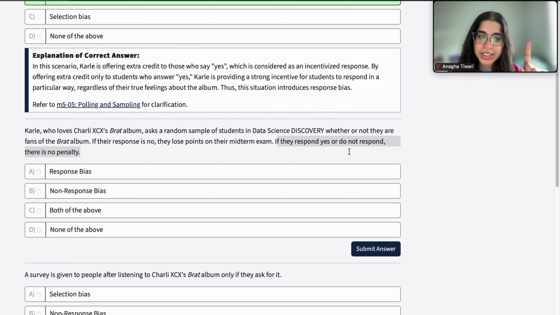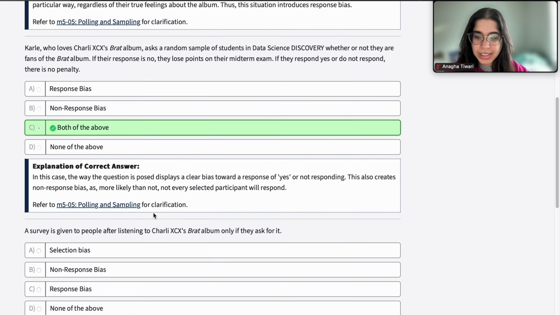So one, you're affecting people's responses. They're not inclined to say no. They're eventually going to respond yes or do not respond. And then two, you're actually making people not respond to the survey, because if you don't respond, there's no penalty. So there's response bias happening here because we lose points if we say no. So that's going to affect our response. And then also non-response, because you're encouraging people to not respond just because there's no penalty for doing that. So this is actually going to contain both of these biases here.